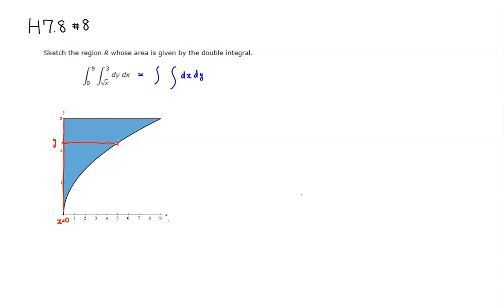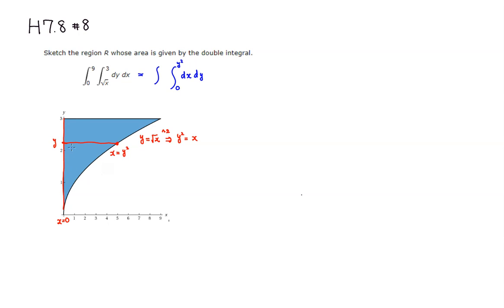This is going to go all the way up to this curve right here. This curve has the equation y equals square root of x. But since we want the x equals form, we can just square both sides. So we have y squared equals x, or maybe I should write it as x equals y squared. So you can see that the x value is going to go from 0 to y squared.